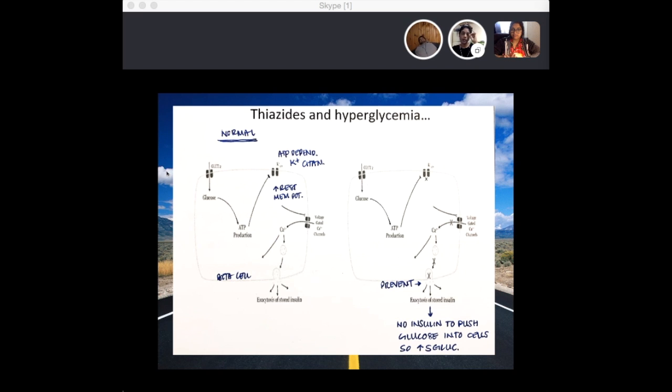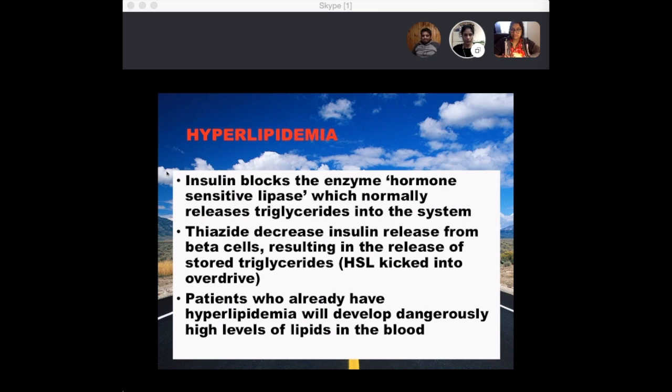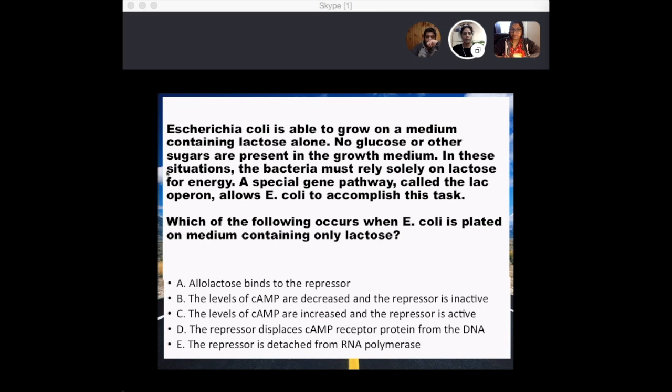Okay, so I have questions for you guys. Here's the first one. E. coli is able to grow on a medium containing lactose alone. No glucose or other sugars are present in the growth medium. In these situations, the bacteria must rely solely on lactose for energy. A special gene pathway called the Lac Operon allows E. coli to accomplish this task. Which of the following occurs when E. coli is plated on medium containing only lactose?